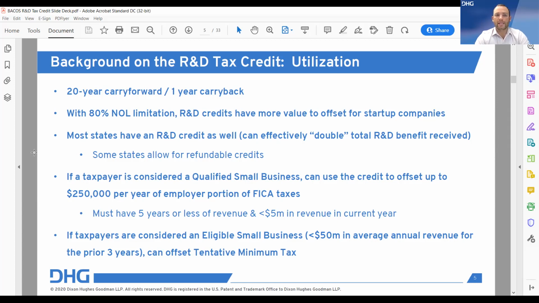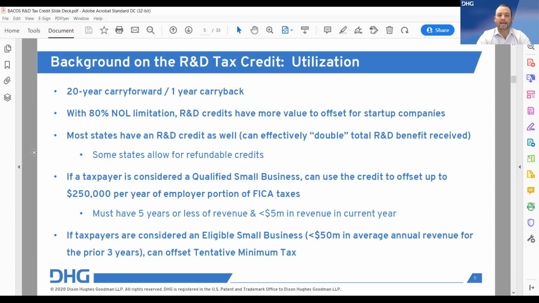Also, with the new 80% limitation on NOL deductibility, that does leave a small portion of tax that's still going to be due, even if you do have an NOL. And so that's where R&D credits can also step in and really help the company avoid having to write a check for taxes if you're cash flow negative or still looking to generate revenue for a certain year.